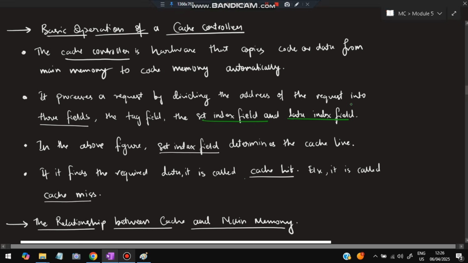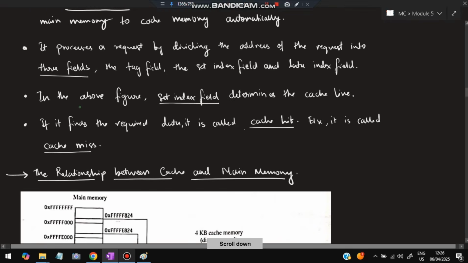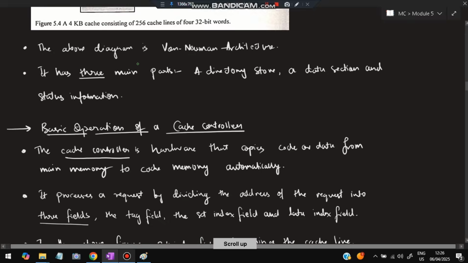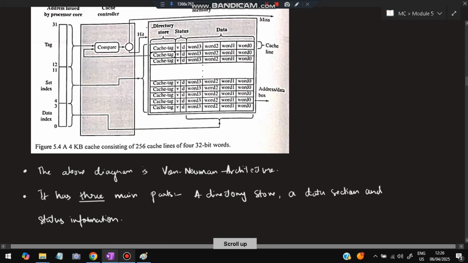Okay, and the data index field will determine which data you want to know. In the above figure, the set index field determines the cache line. Here, the set index determines the whole set of cache lines. There will be 256 cache lines that form one page, and the set index will select that particular page, which will have 256 lines, and the tag will identify which line you are talking about.